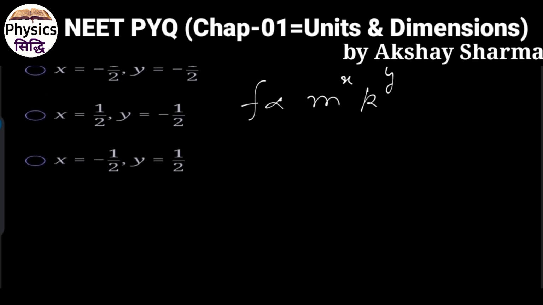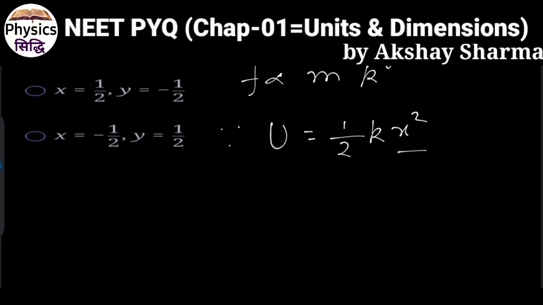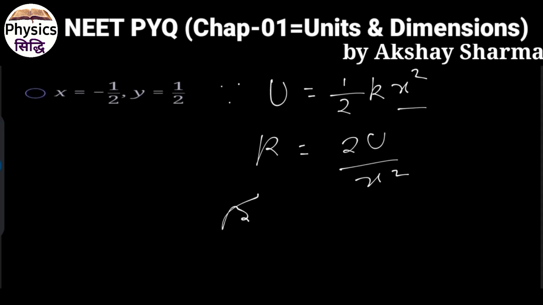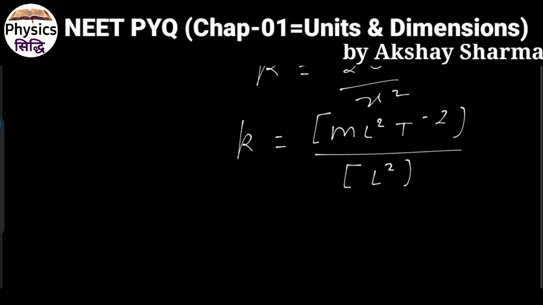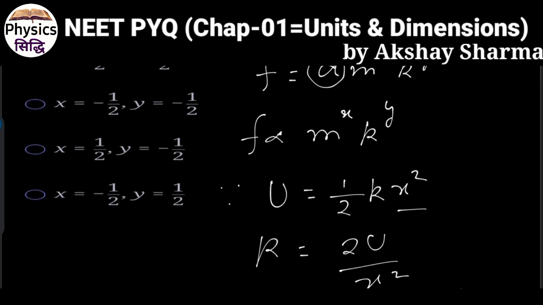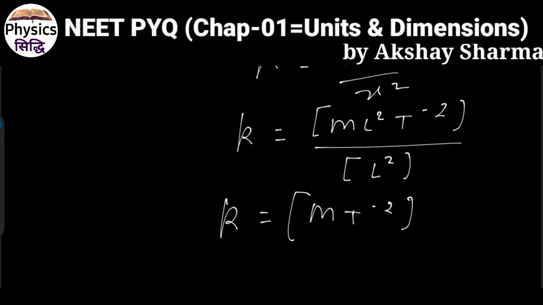Let's see. I think you know the energy of a spring, that is the potential energy of a spring, U. Potential energy of a spring is half k x squared, where x is displacement. So k is 2U upon x squared. So the dimension of k is the dimension of energy, that is M L squared T minus 2, upon the dimension of length squared, so k will be M T minus 2. So we have found the dimensions of m and k.